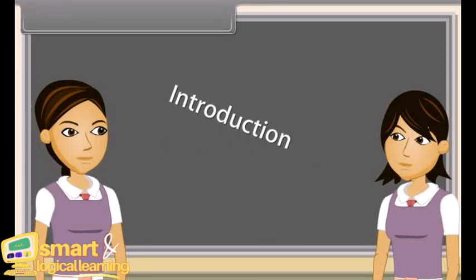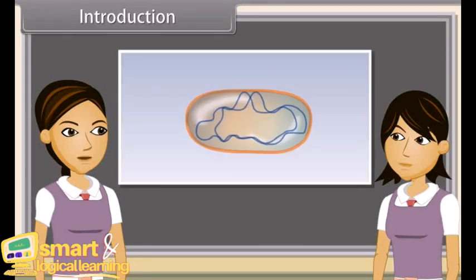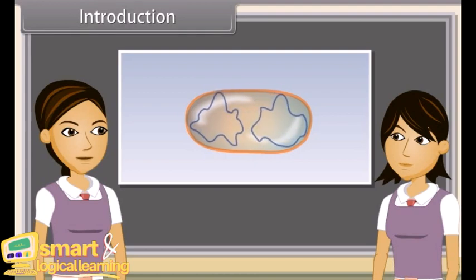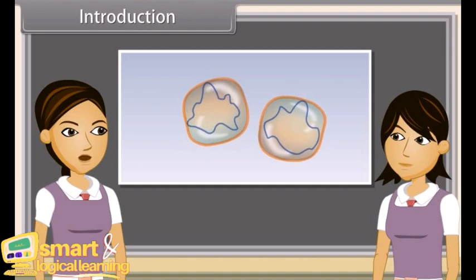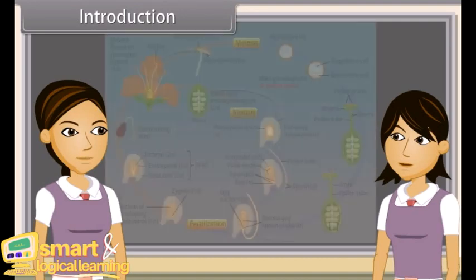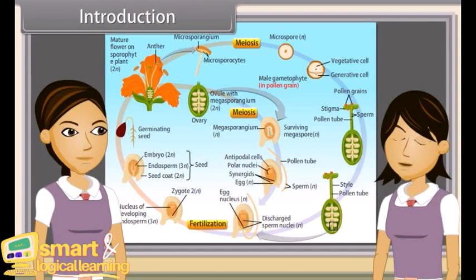Introduction. As we have already discussed, reproduction is the ability of all organisms to produce young ones similar to themselves in most of characters. Yes, Madhuri, and the process which involves fusion of male and female gametes to form a new individual is known as sexual reproduction.